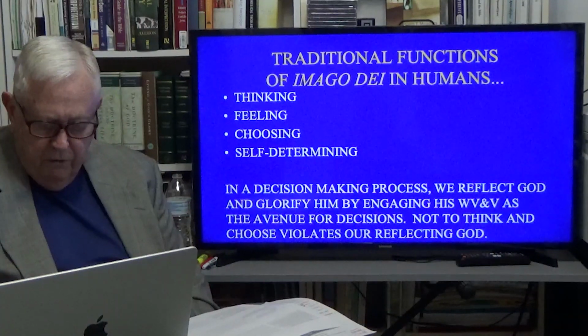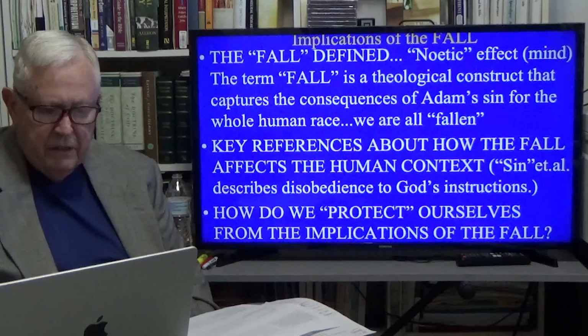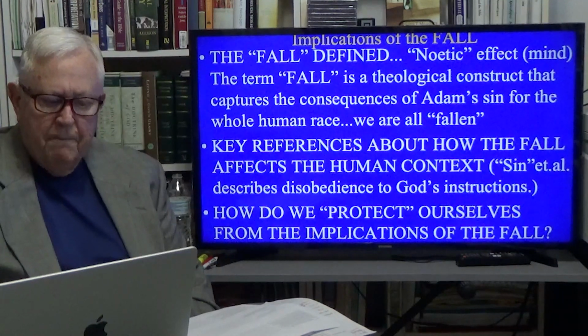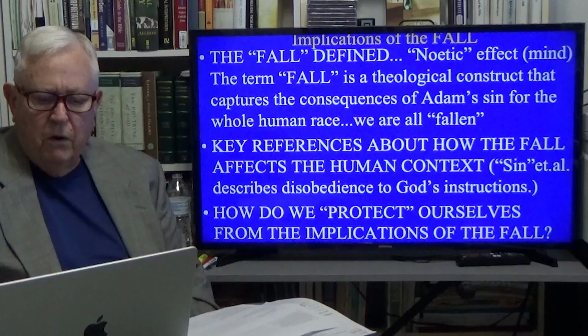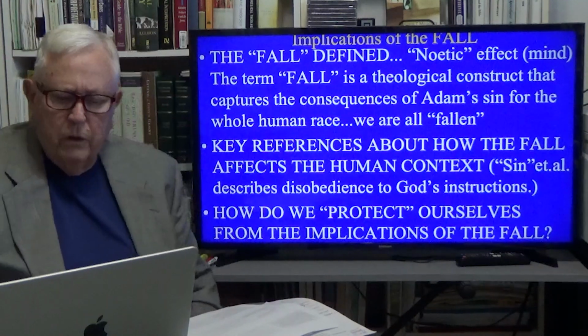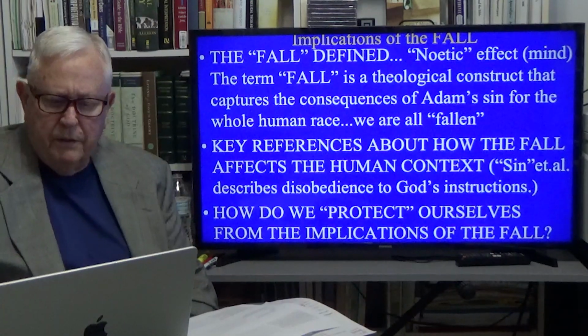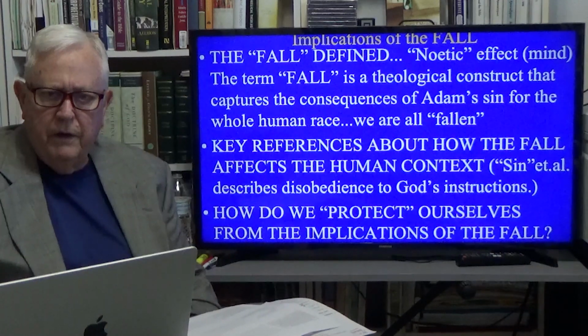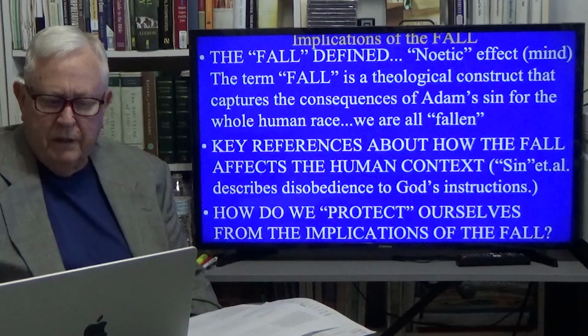All right, moving on from there to slide 6, implications of the fall. We've talked a lot about this, but let's just hit some highlights. The fall defined the noetic, and that word noetic comes from the Greek word nous, which means mind. There's a noetic effect. That is, the fall affected the mind. We are not what we could have been, even mentally.